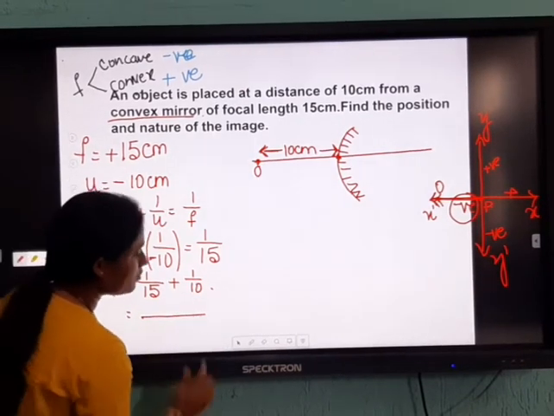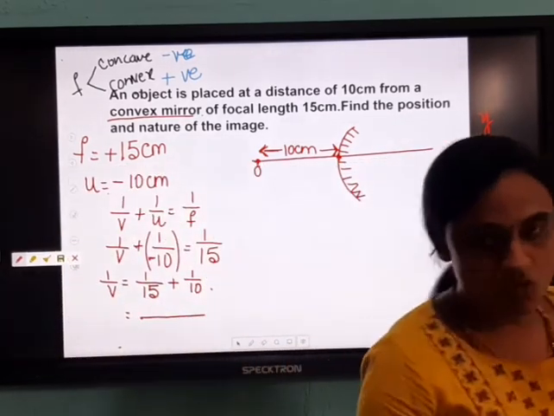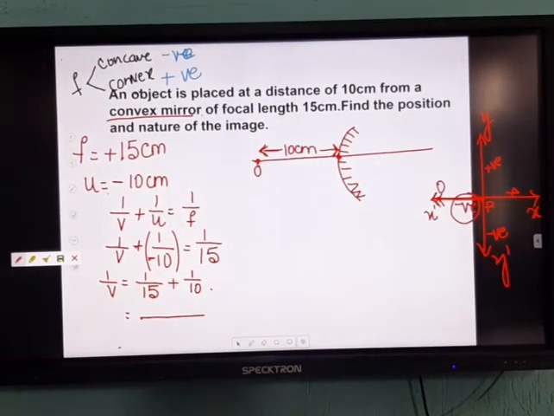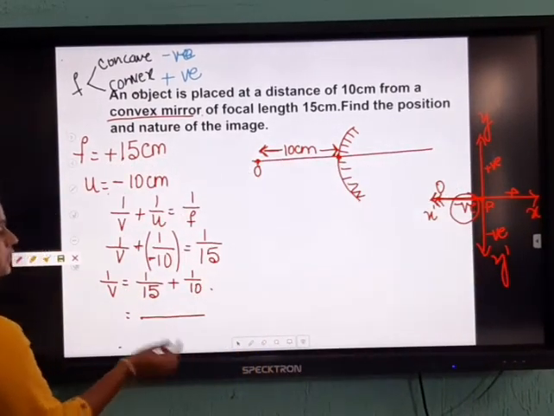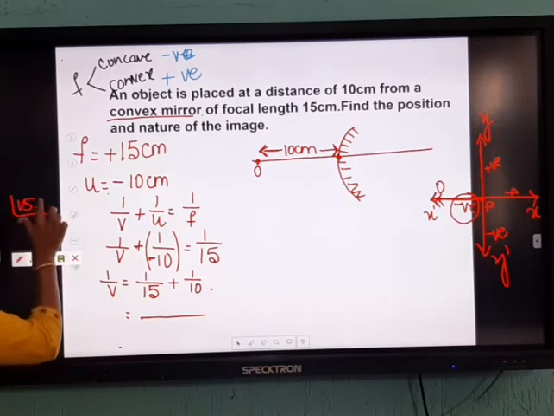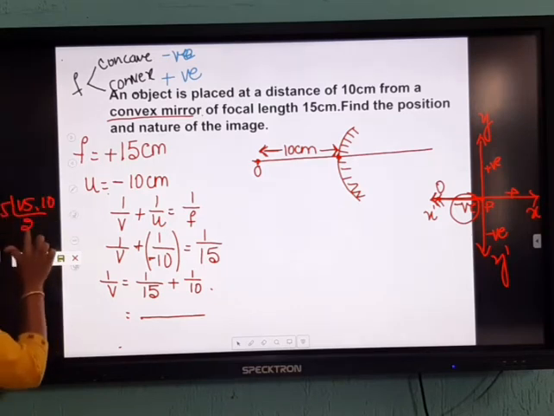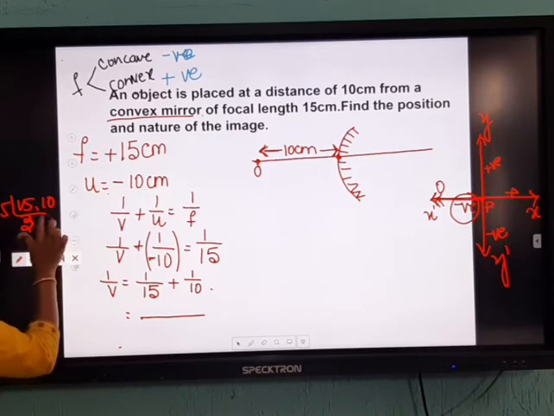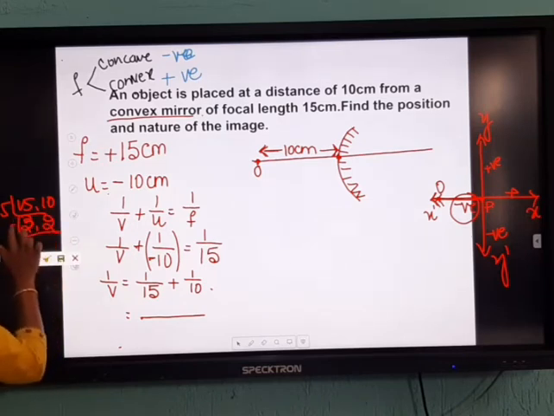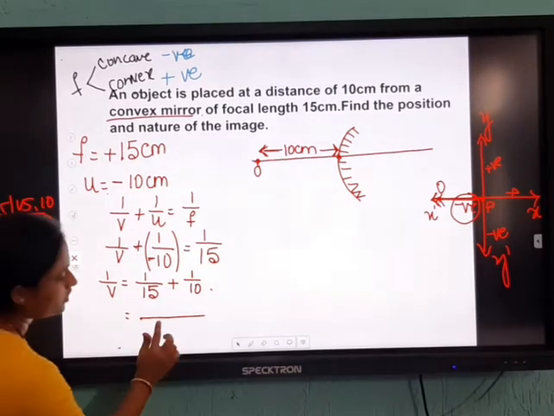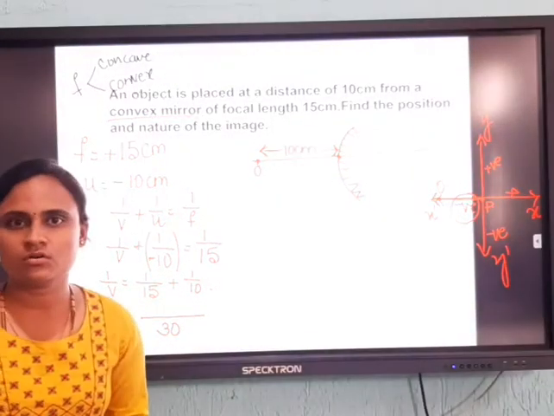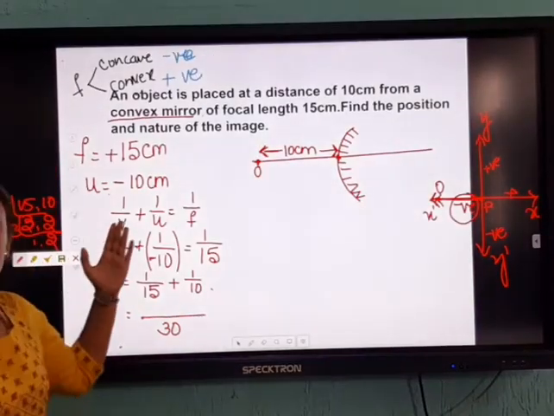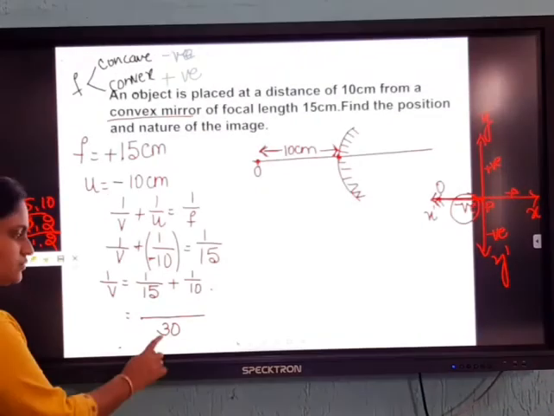I will take the LCM of 15 and 10. What will be the LCM of 15 and 10? If you want, you can find it out: 5 threes are 15, 5 twos are 10, so 15 twos are 30. So the LCM is 30. You can find the LCM by any method, as you know. I have done it in this method; you can also do it by the cancelling method. Clear? So the LCM is 30.